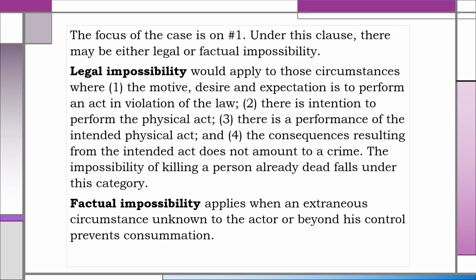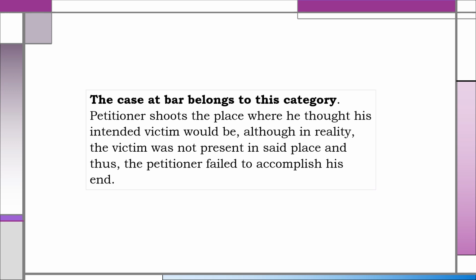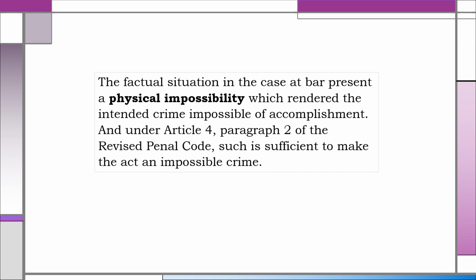Factual impossibility applies when an extraneous circumstance unknown to the actor or beyond his control prevents consummation. The case at bar belongs to this category. Petitioner shoots the place where he thought his intended victim would be, although in reality, the victim was not present in said place and thus, the petitioner failed to accomplish his end. The factual situation in the case at bar presents a physical impossibility which rendered the intended crime impossible of accomplishment. And under Article 4, Paragraph 2 of the Revised Penal Code, such is sufficient to make the act an impossible crime.